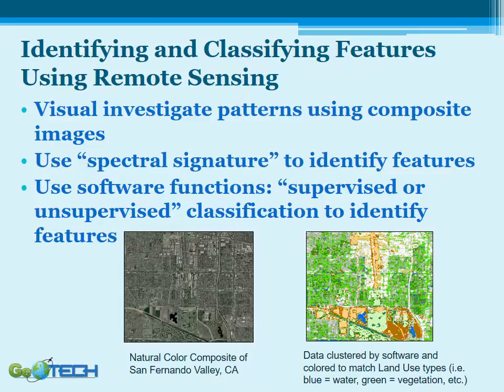So with supervised, I tell the computer, let's look at this pixel. It's water. I want every one of the other pixels that have the same values to be clumped together as water. I create a file with the different features I want to identify and tell the computer, okay, use this file and clump them. Or I can unsupervise it. I just tell it, put all the like values together in clumps, and I'll review it and unclump them and regroup them.